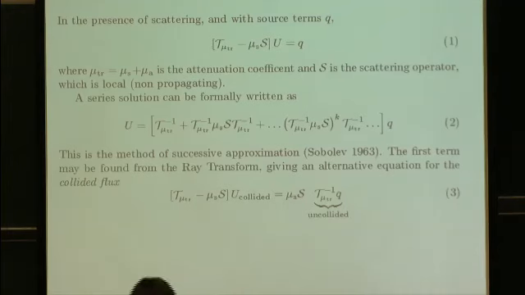In the presence of scattering, we have this more complex form here. Now, the attenuation is due not just to absorption, but to absorption and scattering. And we also have this term which rescatters photons back into the direction of propagation with a local operator S.